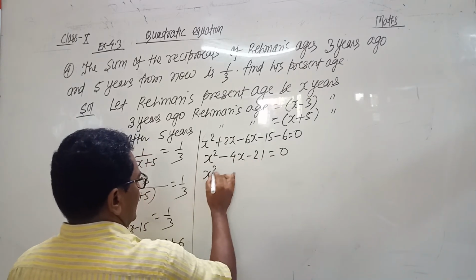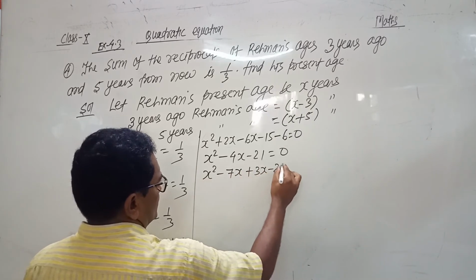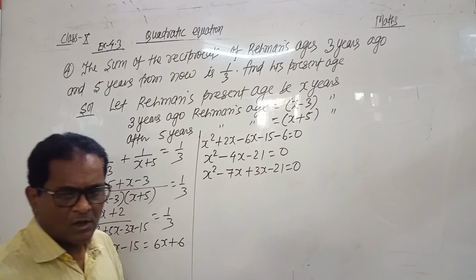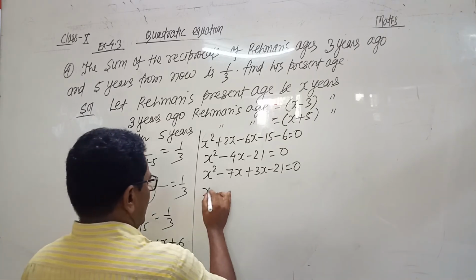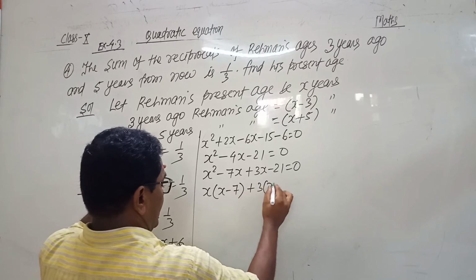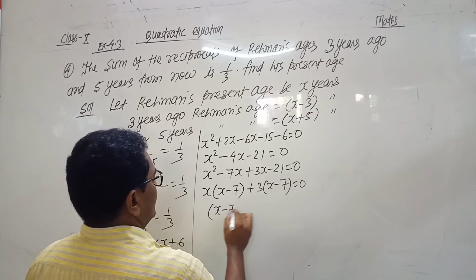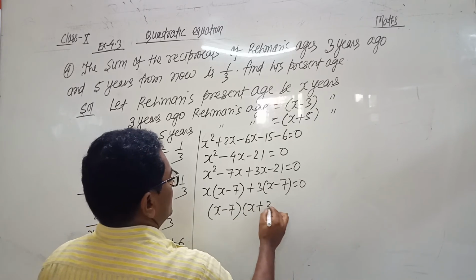Make its factor. X square minus 7x plus 3x minus 21 equals to 0. From the first two terms, x is common, so x minus 7. 3 is common, x minus 7 equals to 0. X minus 7, x plus 3 equals to 0.